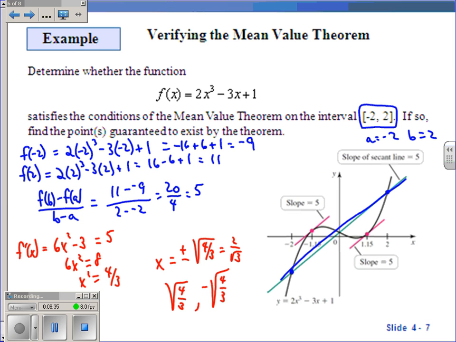If you look at the graph here, this is negative 1.15, approximately negative the square root of 4/3. The slope of the tangent line there is the same as it is here, and that's the same as the slope of this tangent line passing through the beginning and ending points.